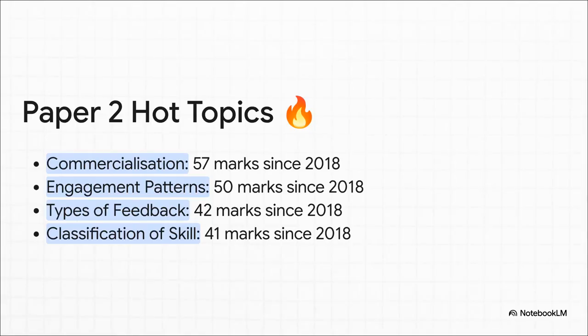And here it is, the big reveal. Just look at that number one spot, commercialization. It's been on every single paper, racking up a massive 57 marks. It is the undisputed king of paper 2. So if you're going to master one topic, please make it this one. And right behind it, you've got engagement patterns, feedback, and skill classification, all basically guaranteed to be on the paper.